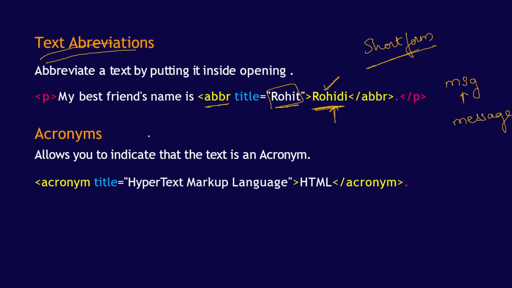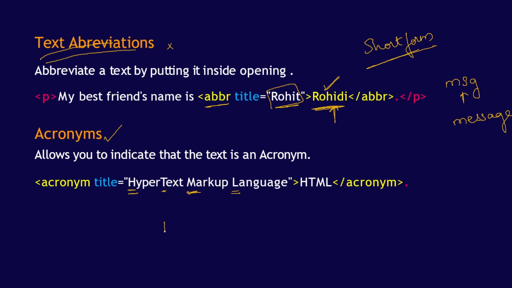Now the other tag is called acronym. So what is the difference between a text abbreviation and an acronym? An acronym is always formed by the first letters of each word in a particular sentence, which form its short form. For example, hypertext markup language is an acronym but not a text abbreviation. In the same way, you have many acronyms.